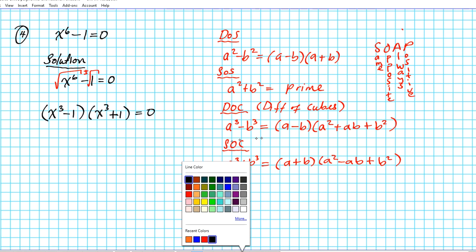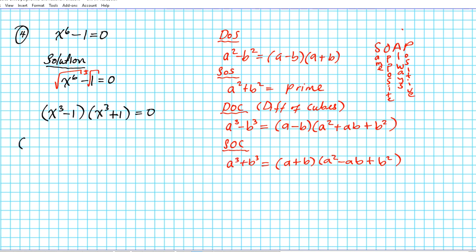We are going to have a minus b, which is x minus 1, times a squared, which is x squared, minus ab, which is x times 1, just x, plus b squared, which is 1 squared, just 1. Okay, and then for the next one, the same principle applies. a is x and b is 1. So we have a plus b, x plus 1, times a squared, which is x squared, minus ab, minus 1x, plus b squared. Okay, alright, so that's equal to 0.